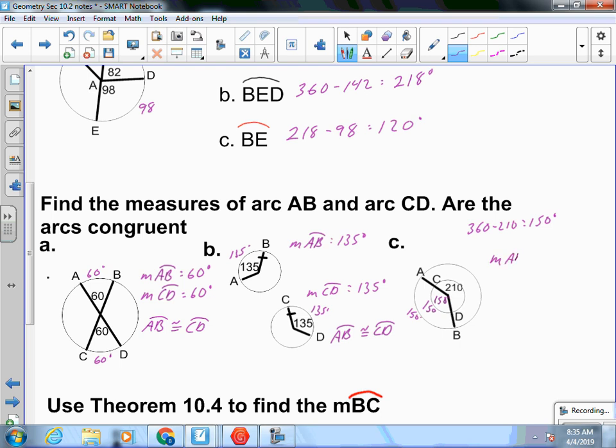Measure of arc AB is 150 degrees, and the measure of arc CD is also 150 degrees. So would those be congruent arcs? Why not?